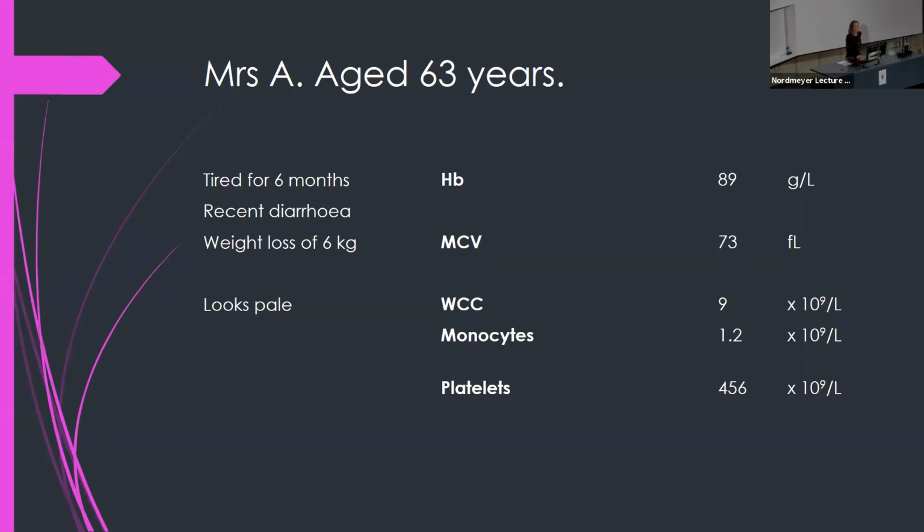What are they caused by? There's multiple different causes. Some are genetic, so inherited genetic disorders, and there are several of them. Some are caused by exposure. So you can get exposure to huge amounts of alcohol, pyridoxine deficiency, and then myelodysplastic disorders.